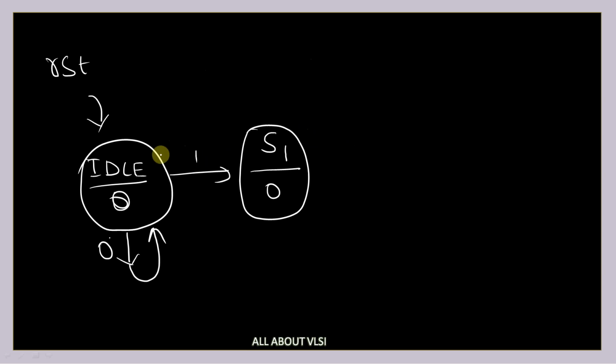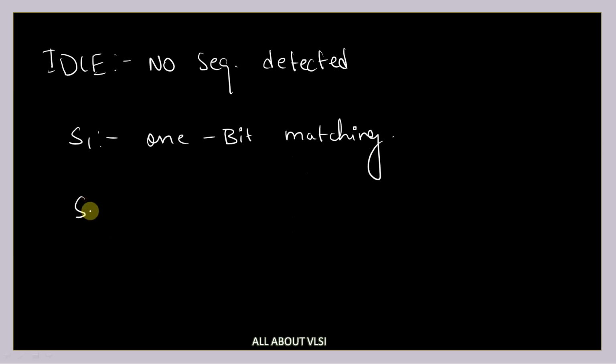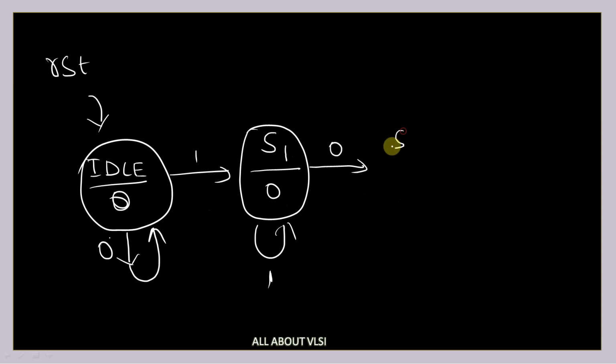Now, if I am in S1 and I get one more 1, I stay in the same state because only one bit is matching. Remember, I'm drawing a Moore FSM, not a Mealy FSM. If I am in S1 and I get 0, then two bits are matching. So S2 is a state where two bits are matching, and I go to S2 where my output is still 0.